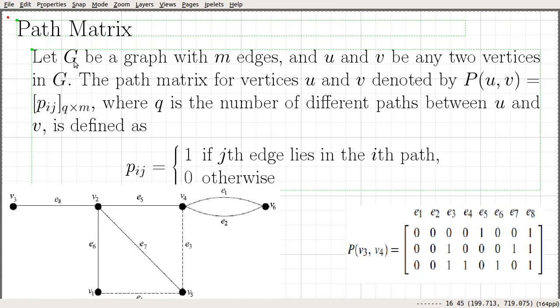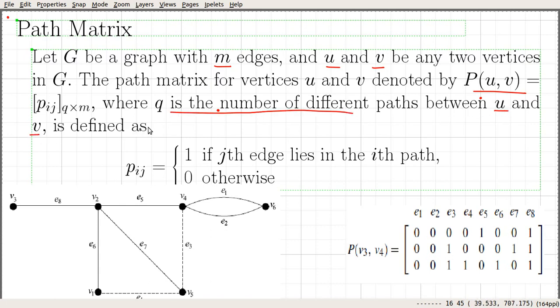It is defined as follows: let G be a graph with m edges and let u and v be any two vertices in G. So the path matrix is going to be defined with respect to two vertices in the graph. The path matrix for vertices u and v, denoted by P of uv, is going to be a q by m matrix, where q is the number of different paths between u and v.